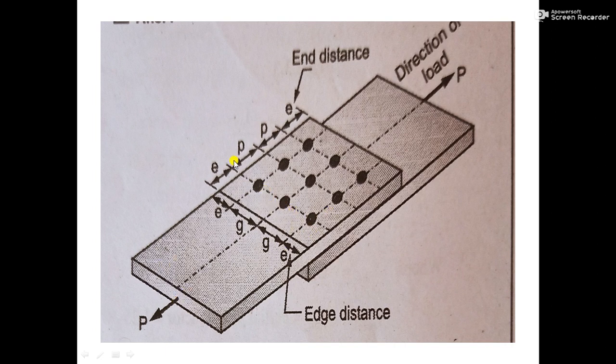known as gauge distance. This is the applied load and this distance is normal, that is perpendicular. Then this is the edge distance. Edge distance is the distance from the last bolt center to the edge of the plate. You can see this edge distance, or it is also known as end distance. Edge distance is normal to the force, while end distance is parallel to the applied force. This is the direction of load or force.